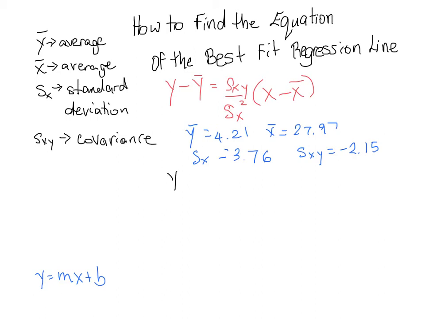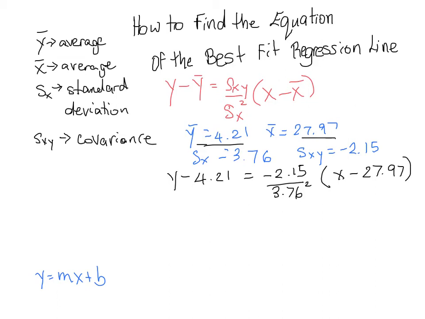Okay. So now looking back at that formula, we're going to start plugging in. And we have y minus the average of y, which is right here. So y minus 4.21 equals sxy, which we have as negative 2.15, over sx squared, so 3.76 squared, times x minus the average of x, which is 27.97. So our first step was just to plug in these four values.